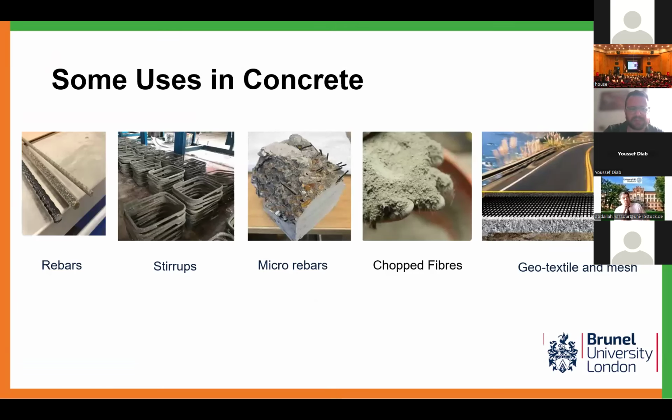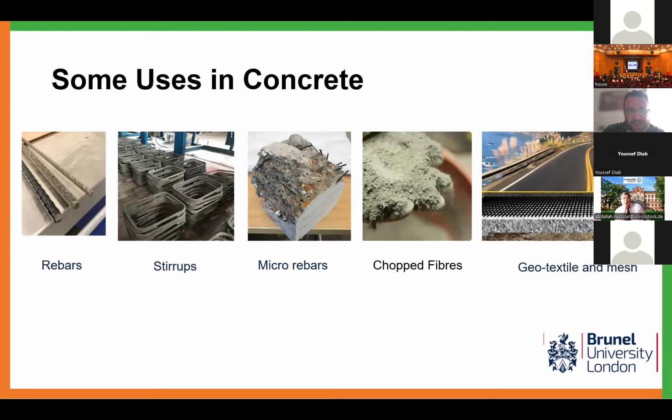Now, what can we use it for? We can use basalt fiber reinforced polymer in different forms. We can use it as rebars, as stirrups or links, macro bars, chopped fibers, or geotextile and mesh, which is used in road infrastructure. So all these applications can use basalt fibers.